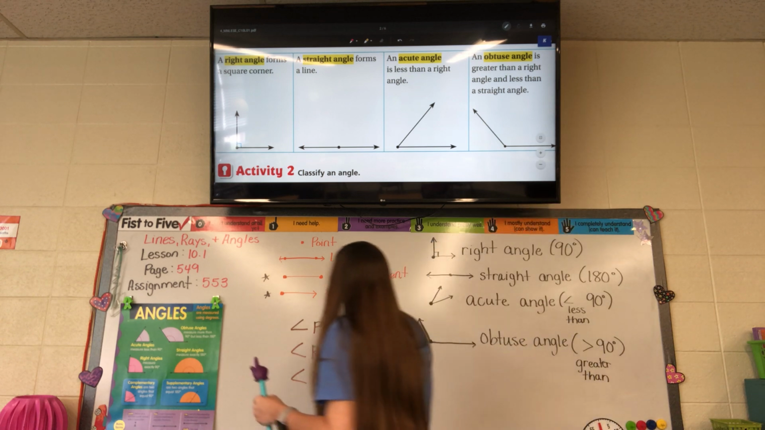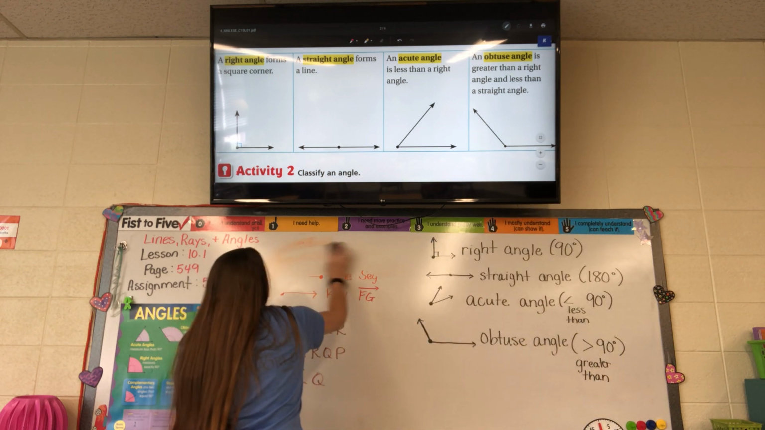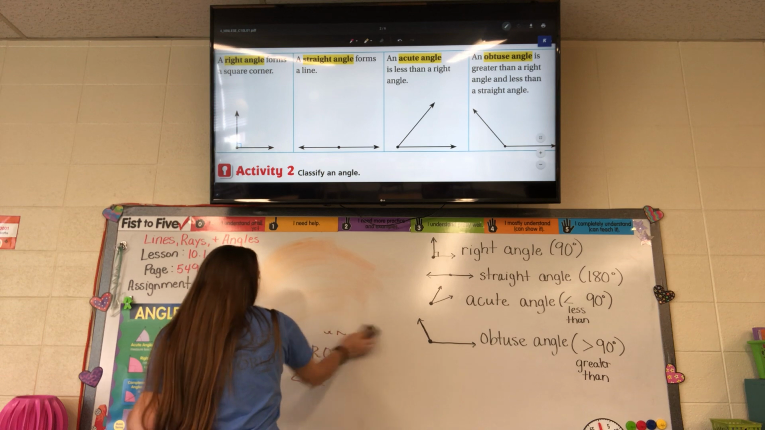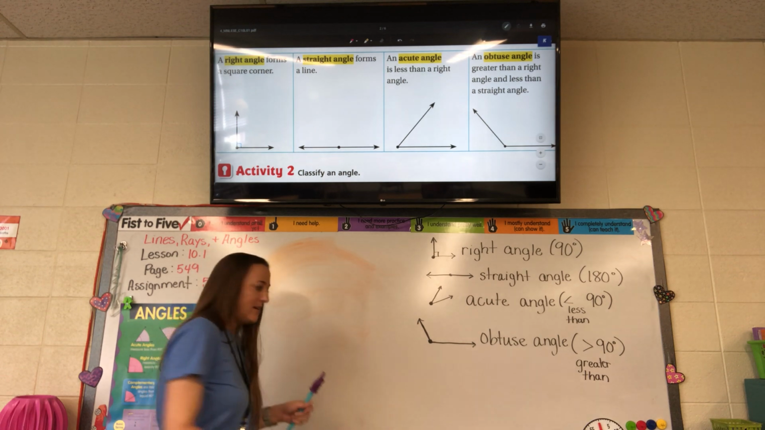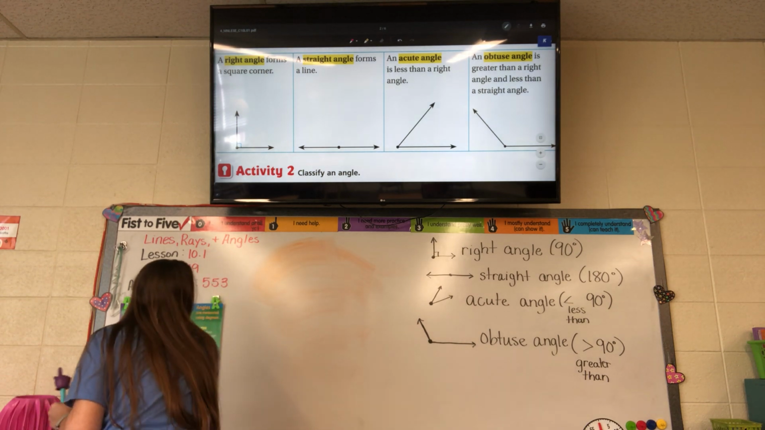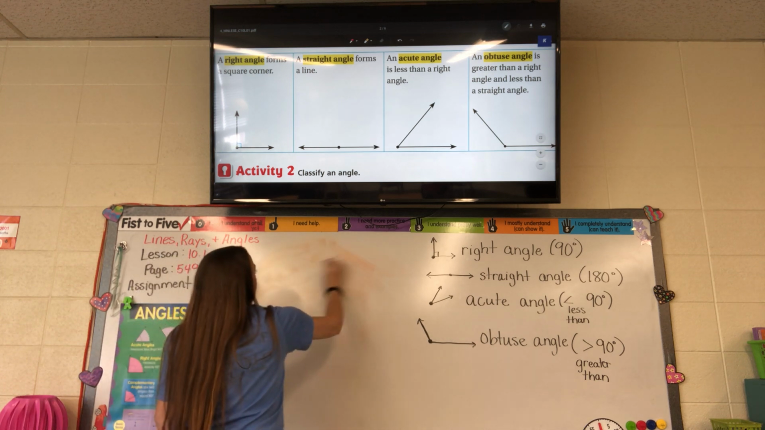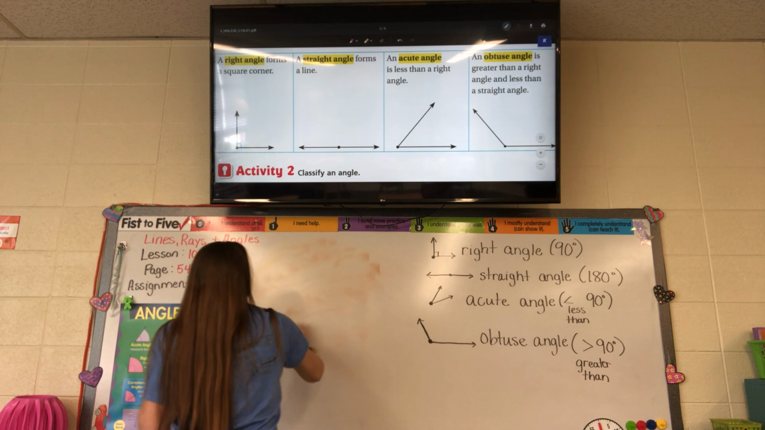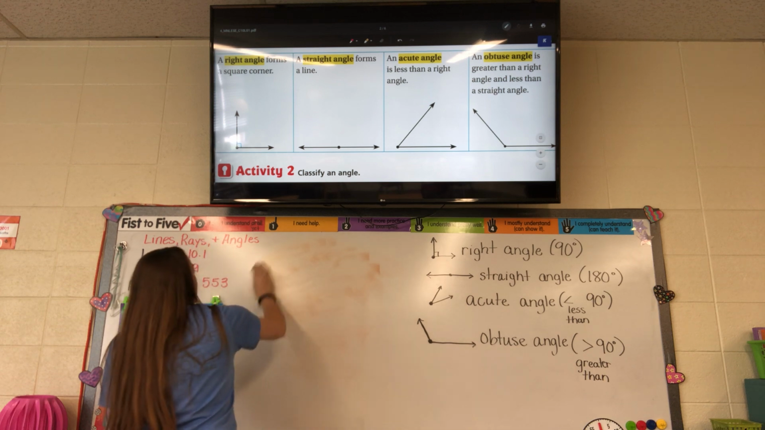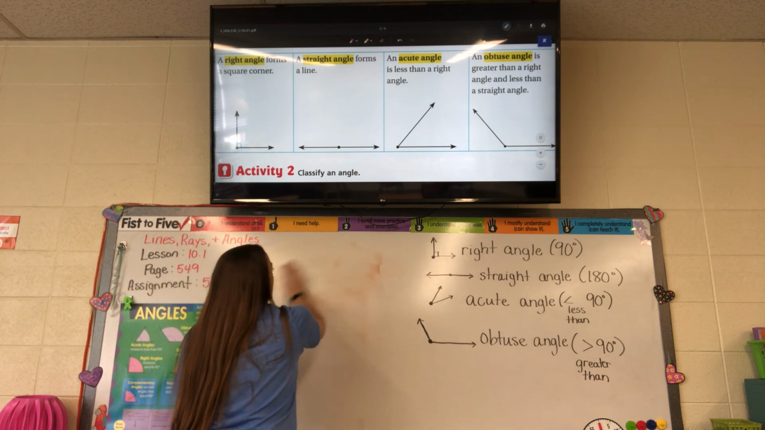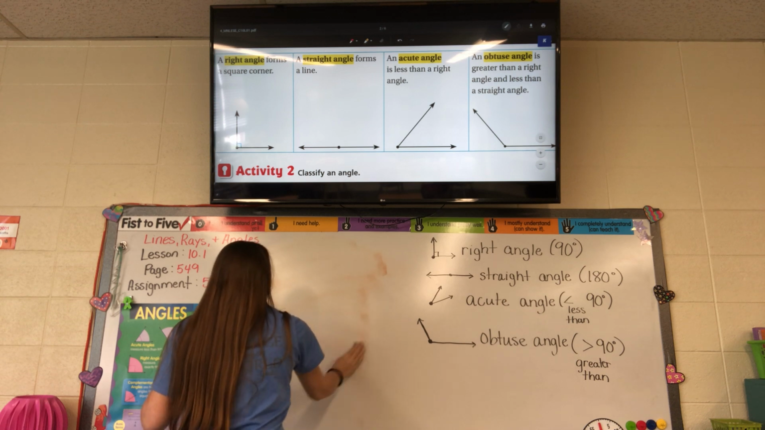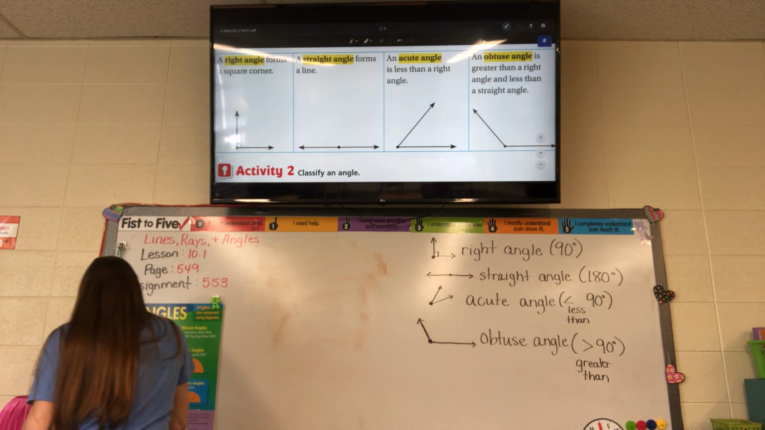Okay, so let me get rid of some of this stuff. Oh my, I left that up there too long. I don't think I'm going to use that orange marker anymore because it does not like to erase.